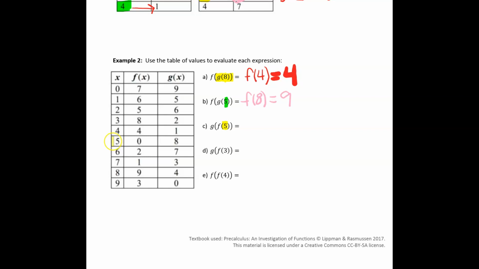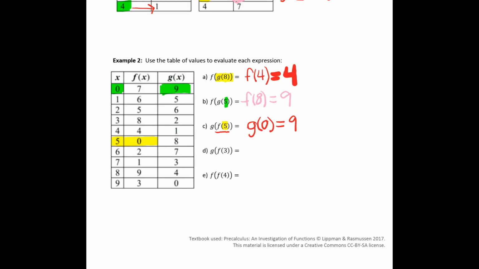So I'm going to say f of 5. So here's 5, and f of 5 is 0. So I'm going to rewrite and say g of, instead of f of 5, I'm going to put 0 here. And then I'm going to reevaluate where I'm at. I'm at g of 0. So I'm going to go to 0 on my x, and then go to my g function, which gives me 9. So put a 9 here.